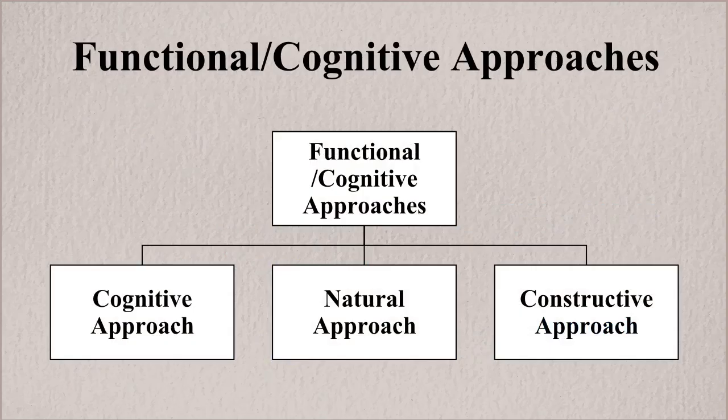There are three types of functional or cognitive approaches of morphology. First is cognitive approach, second is natural approach, and third is constructive approach.